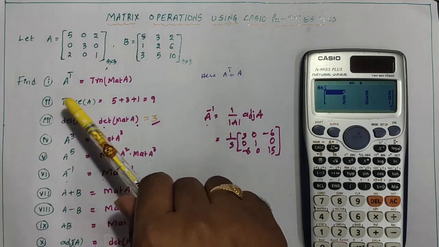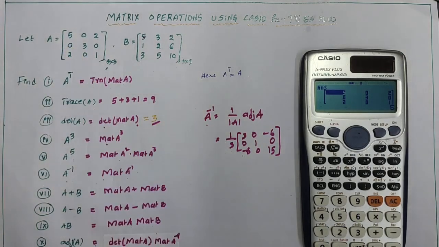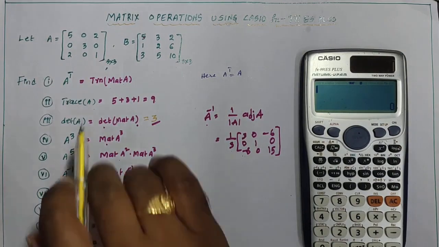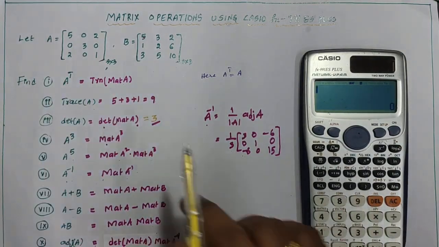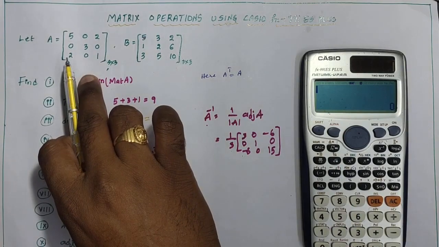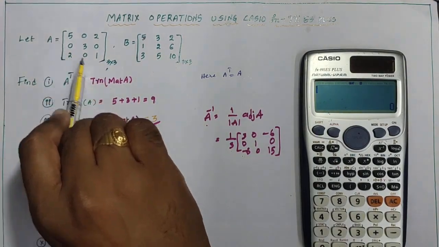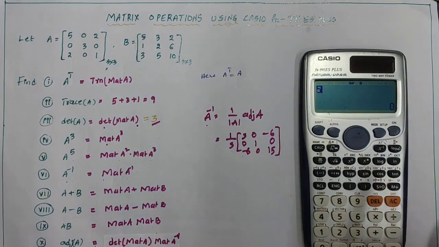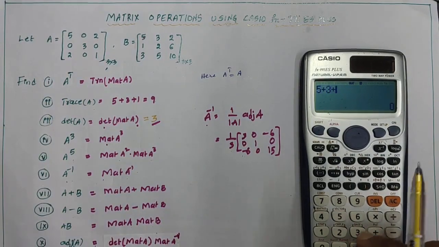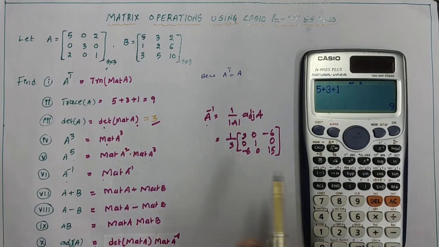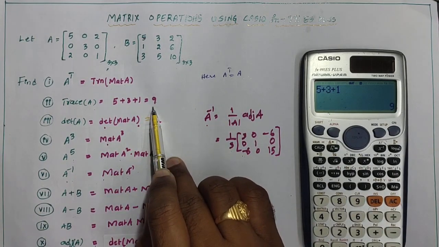Now I want to find the trace of the given matrix. The trace of the given matrix is the sum of the principal diagonal elements: 5 plus 3 plus 1. We have known the syntax for the trace of A in the calculator, so normally we are adding 5 plus 3 plus 1 equals 9. Trace of A is 9.